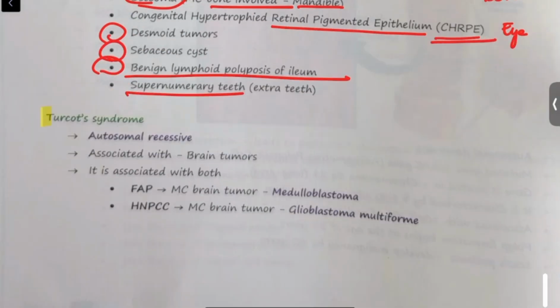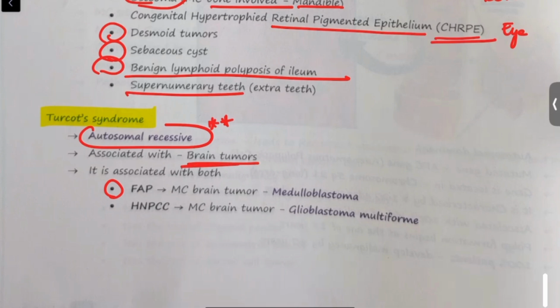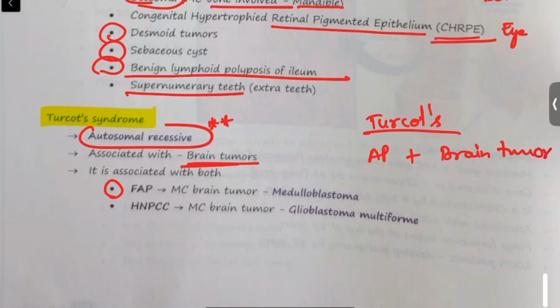The other one is Turcotte's. Irrespective of this familial adenomatous polyposis, it is an autosomal recessive condition in which along with FAP there will be associated brain tumors. Okay, so this Turcotte's syndrome will have adenomatous polyp plus brain tumor. So this adenomatous polyp can be FAP or it can be due to HNPCC, and along with that there will be a brain tumor. So this is Turcotte syndrome.